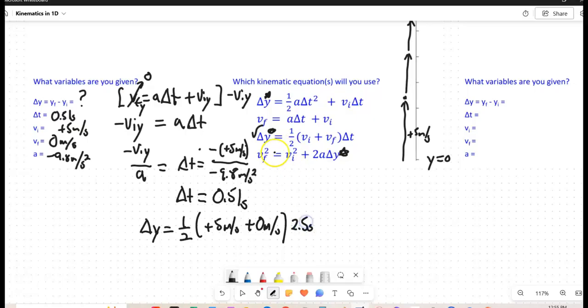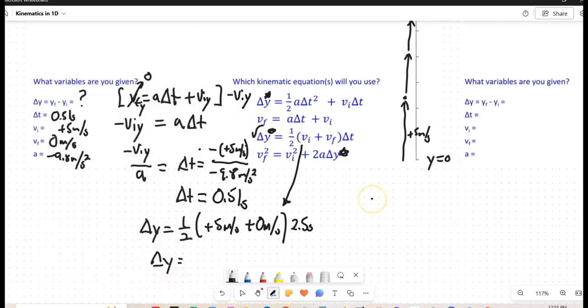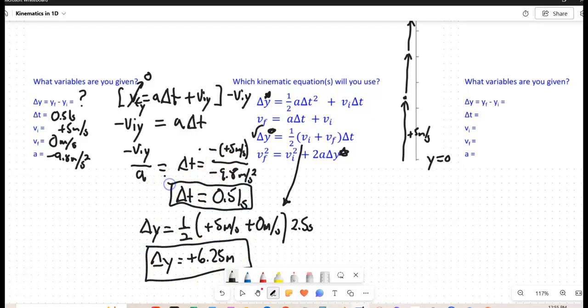So I just had this equation right here, and I just started plugging in the numbers. So this delta y is going to be equal to, let's use our calculator, 0.5 times 5 times 0.5, 6.25 meters. So in a half a second, it's going to rise up a distance, 6.25 meters. And that's how to do it.